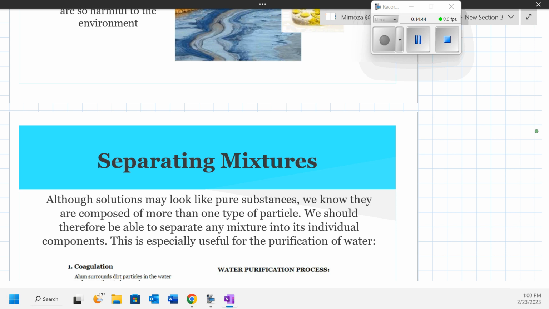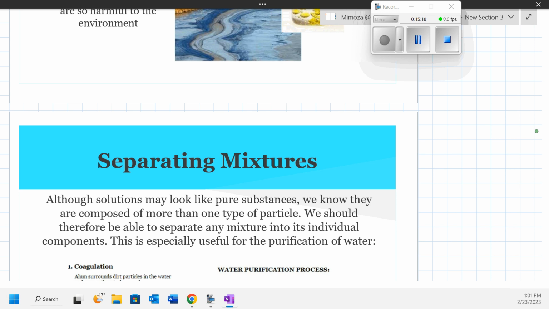Okay, so now let's move to separating mixtures, and separating mixtures is actually on your section 3.3 on page 50 in your textbook. Now, when you see something that looks like a pure substance, we know that it is composed of tiny particles, and there is more than one type of particle.